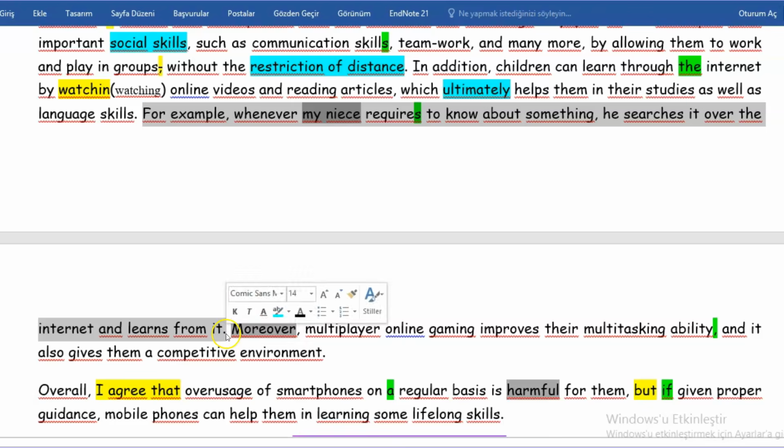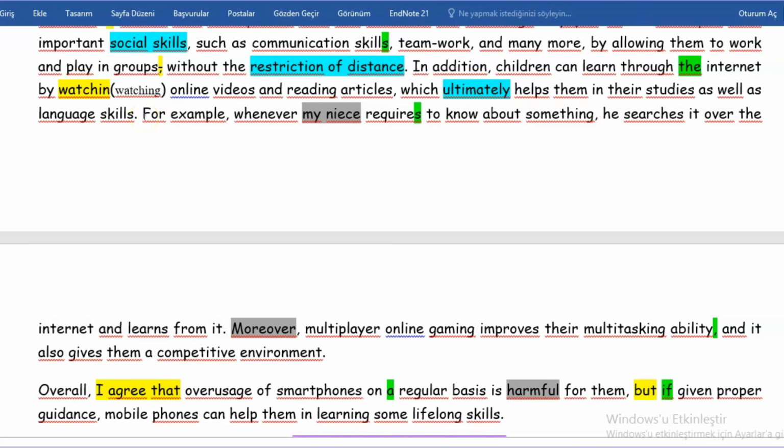Please pay attention that in the real exam you have to provide academic advanced examples. Okay, not from your, something informal. Whenever children need to search for something, when they are seeking to find an answer for their questions, they can search over the internet and learn whatever they want.